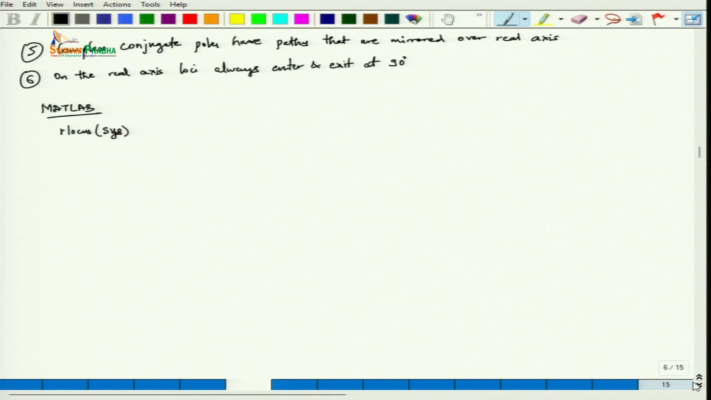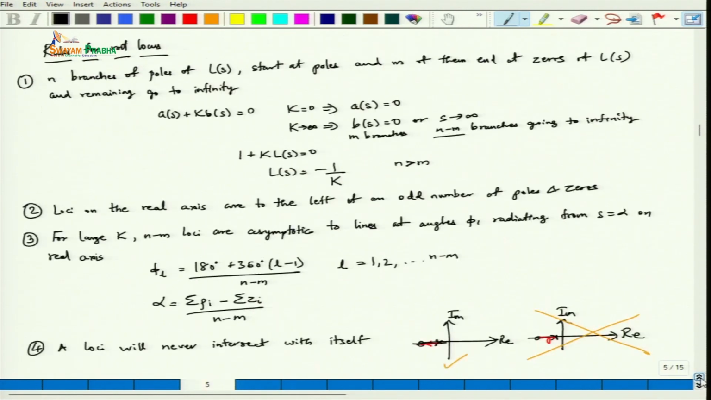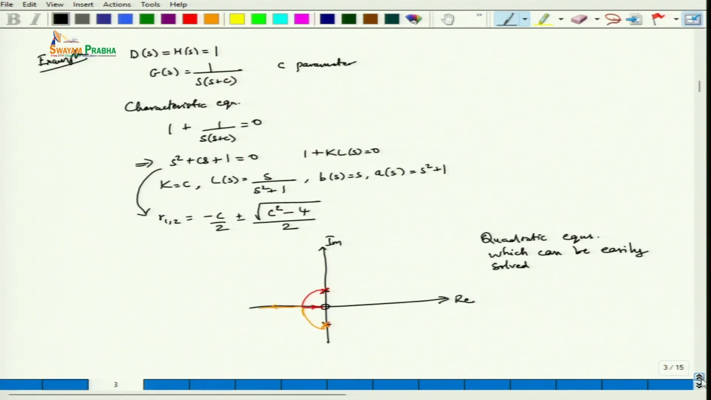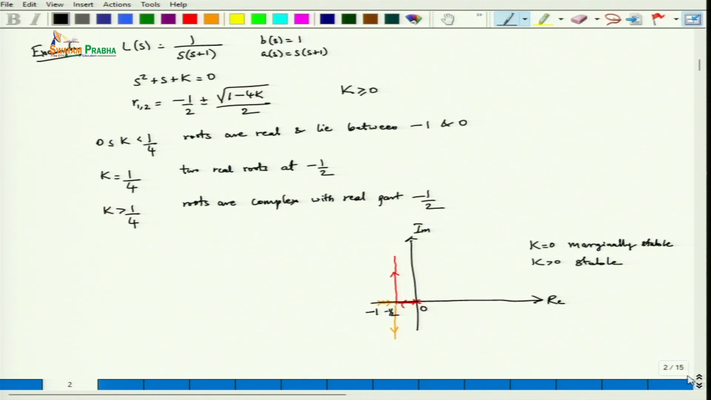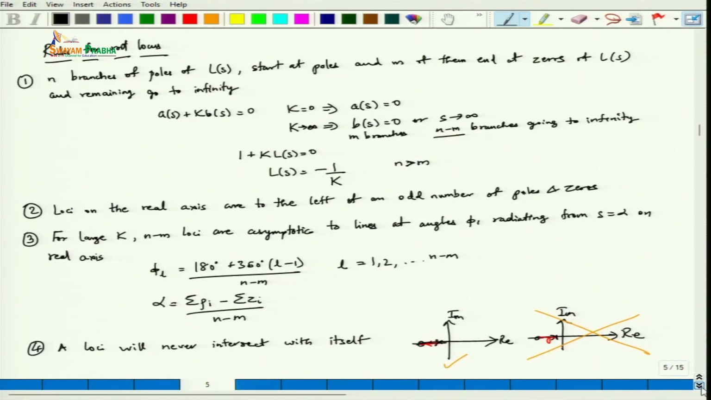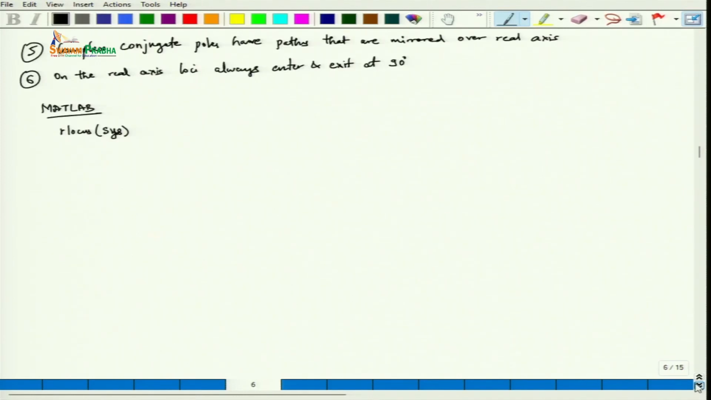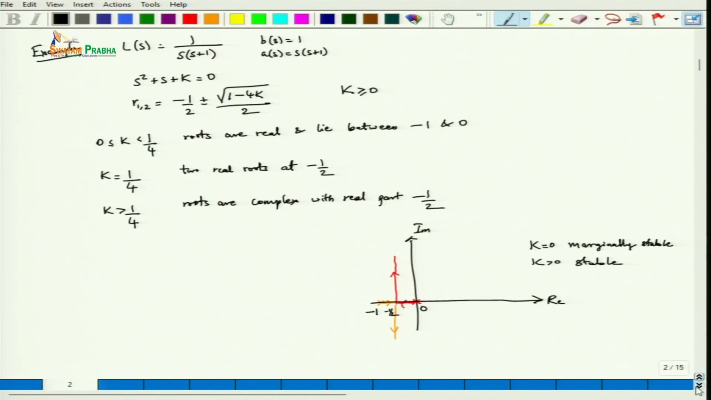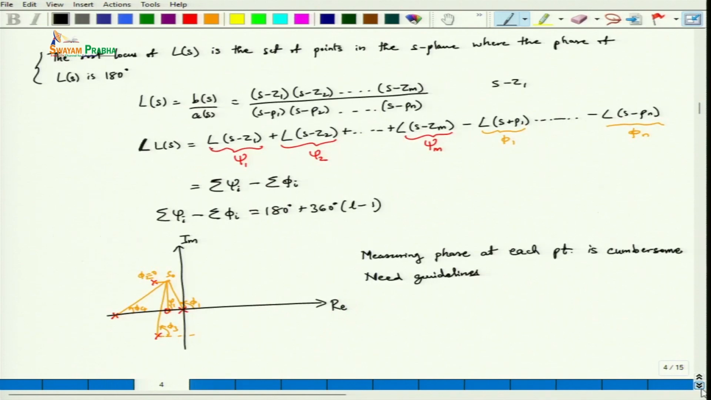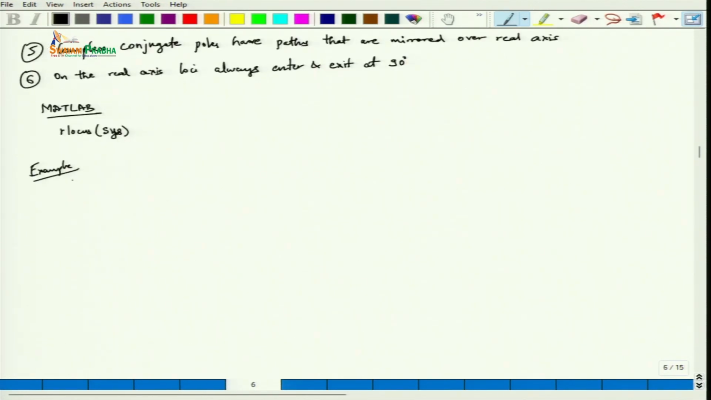Okay, so now we have discussed these different rules. Now we'll see how we can apply these rules. So let us start from the examples we have already done and see whether we get the same result. So let us consider this example, the first one which we discussed here, where L of S was 1 divided by S into S plus 1.